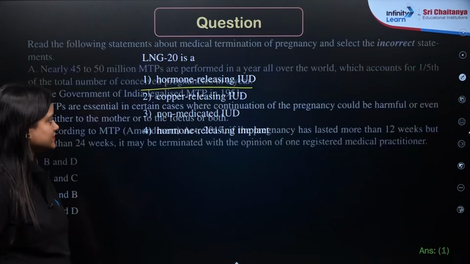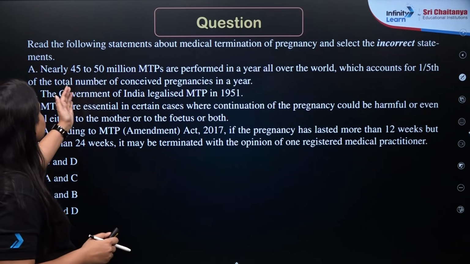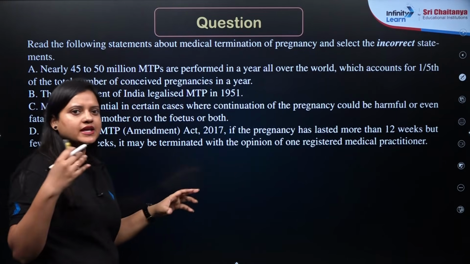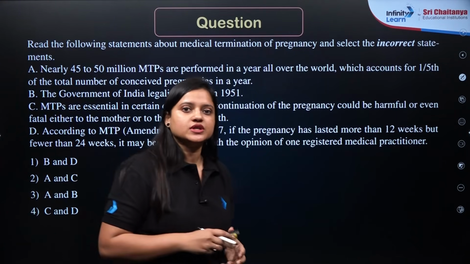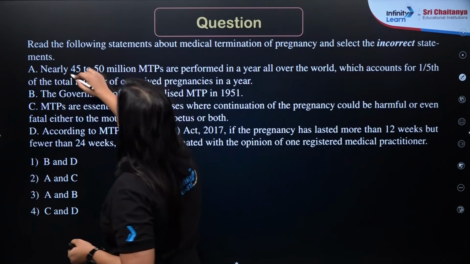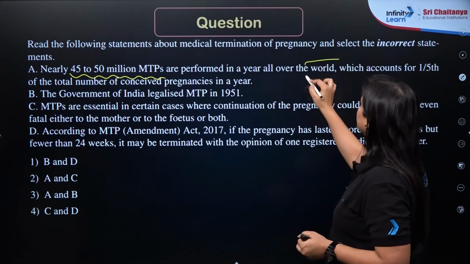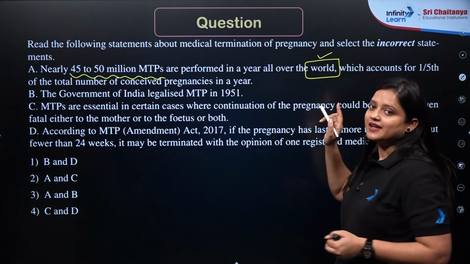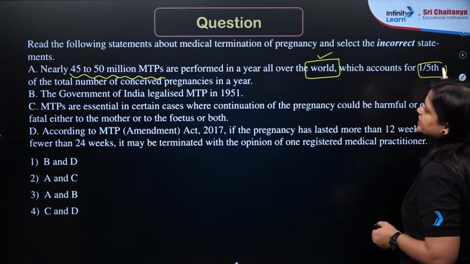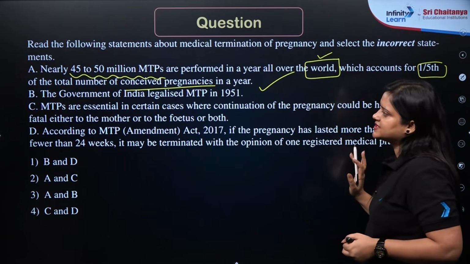Next question. Let's read the question carefully. Nearly 45 to 50 million MTPs are performed in a year. So we need to be very careful with the data mentioned in NCERT. Here it is written that nearly 45 to 50 million MTPs are performed in a year all over the world. That is right. You need to check the keywords, which accounts for 1/5 of the total number of conceived pregnancies in a year. Absolutely correct statement.